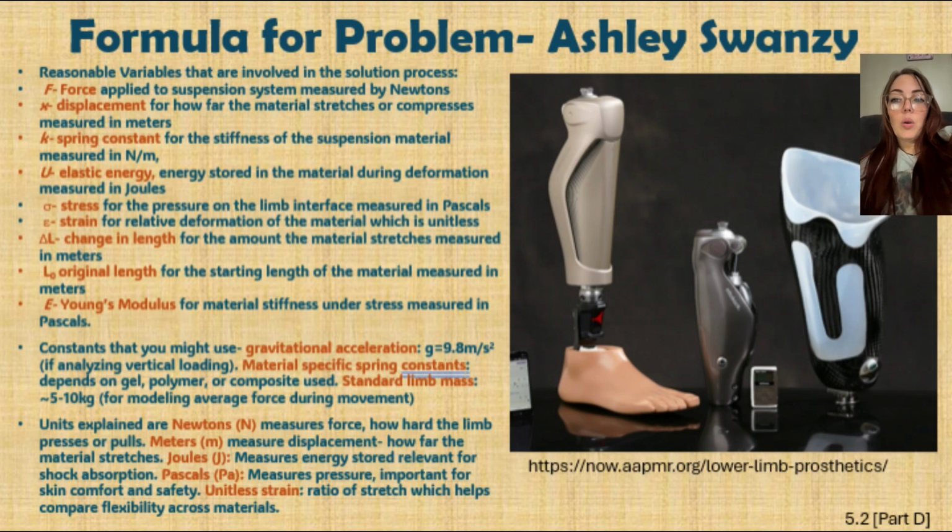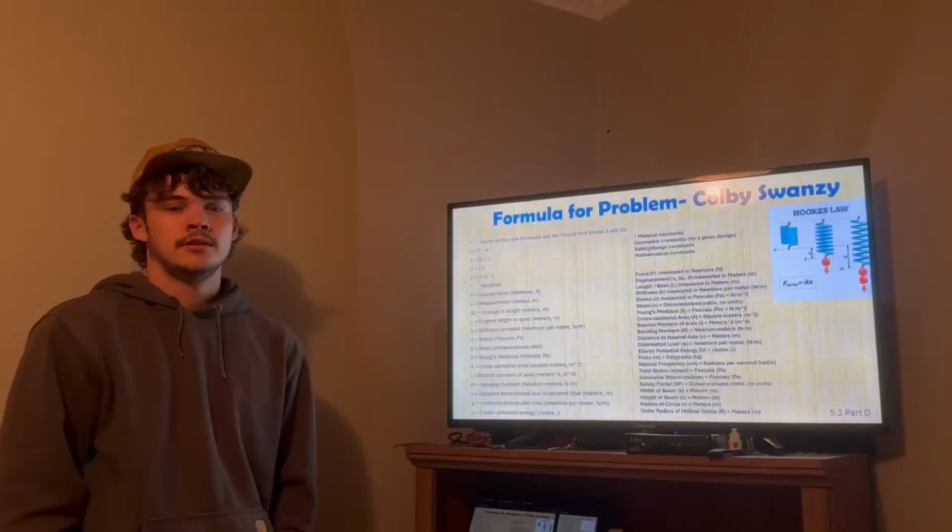Units explained: newtons, how hard the limb presses or pulls. Meters measure displacement, how far the material stretches. Joules measure energy stored, relevant for shock absorption. Pascals measure pressure, important for skin comfort and safety. And unitless strain, the ratio of stretch, which helps compare flexibility across all materials.